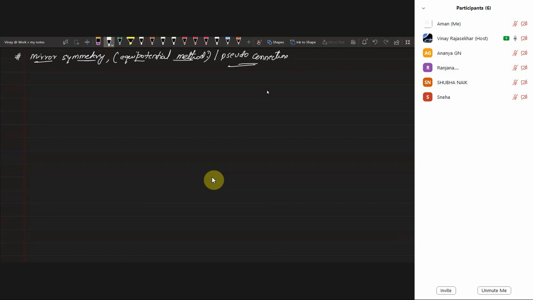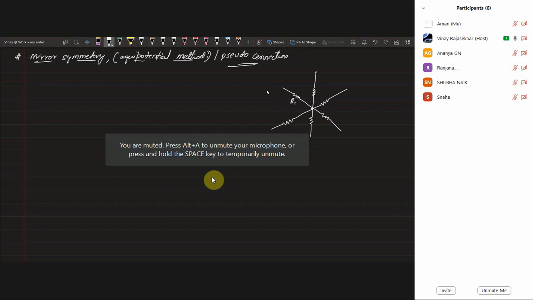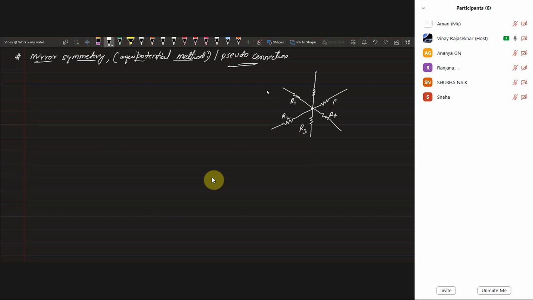Please listen, students. For example, let us consider we have a complicated circuit like this. I'll take it as R1, R3, R4, R5, and R6. Let us suppose the current through R1 is 1 ampere, through R2 is 2 ampere, and through R3 is 3 ampere. Just try to understand, students.